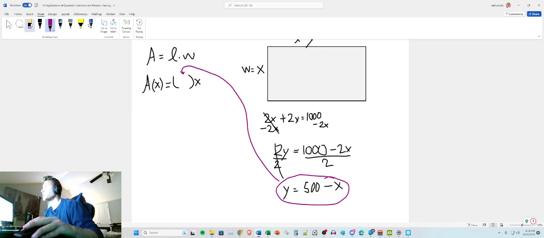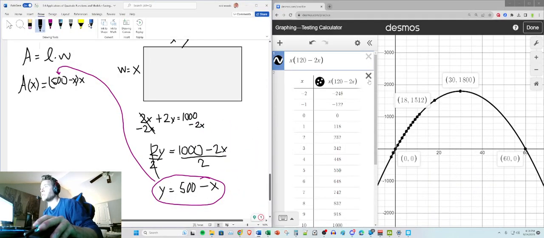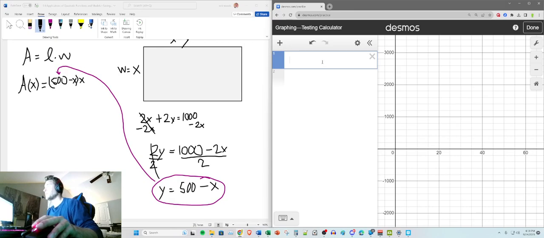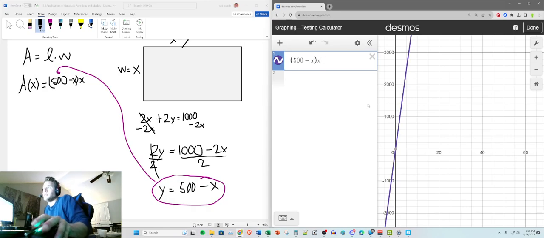Okay, that's what we're going to do. So let me redraw this. So this is actually 500 minus x, times x. And now we can work with that. That's an equation that can actually be put into Desmos, which is what we intend to do right now. So we'll pull up Desmos. We're going to do 500 minus x, not 550, and then we're going to multiply that by x.